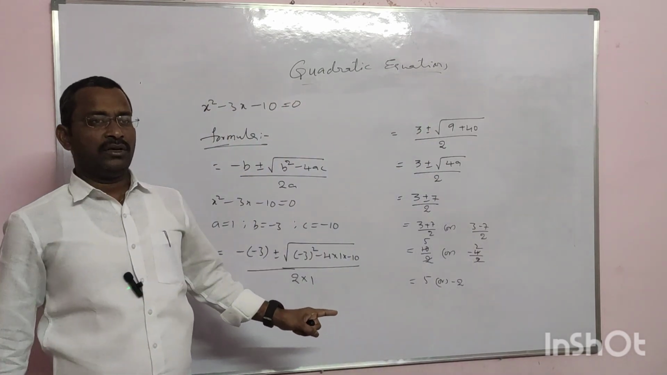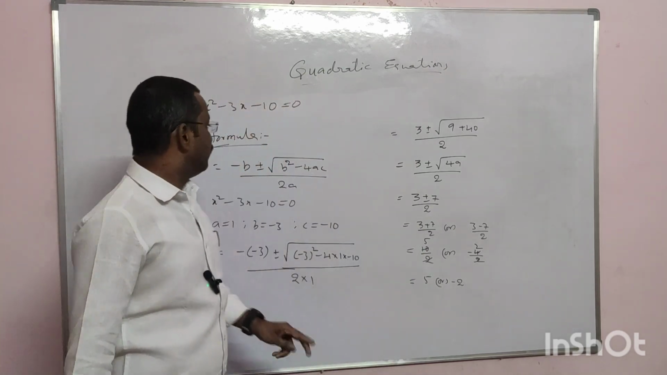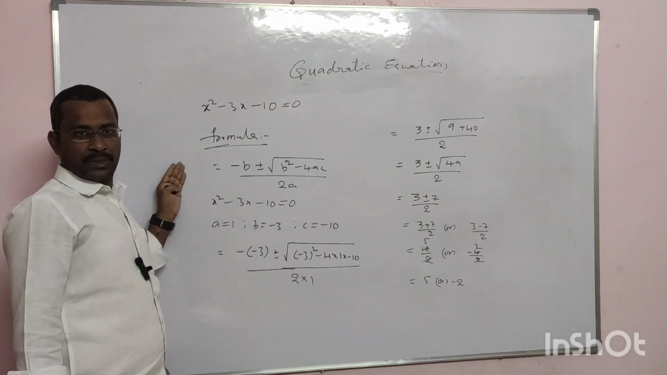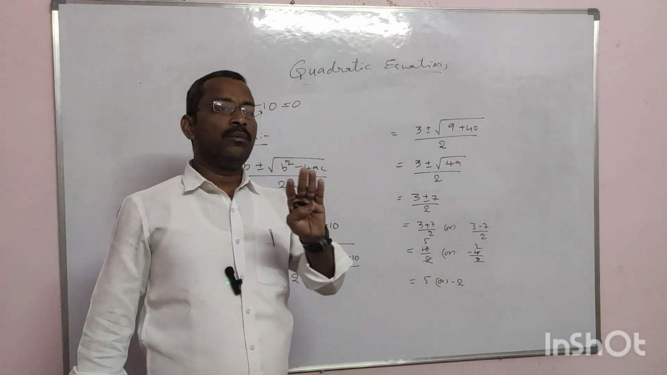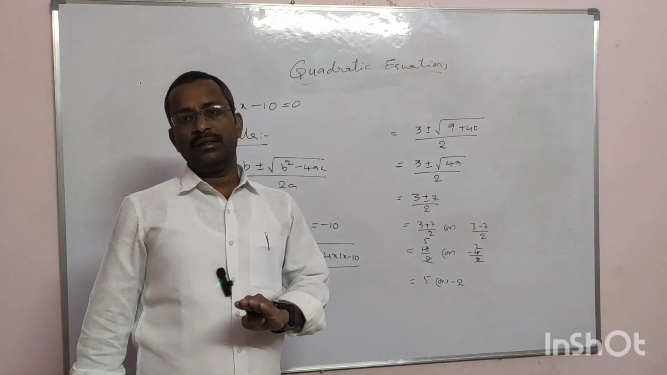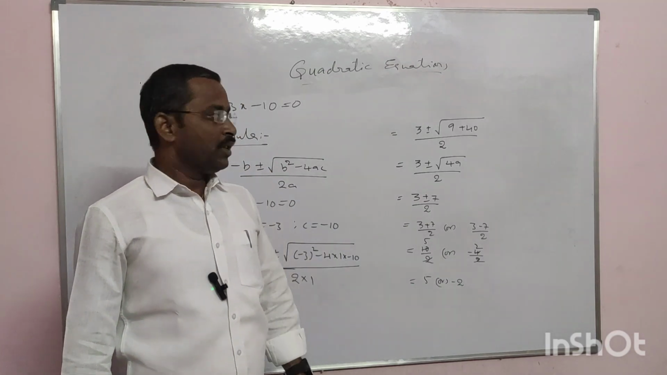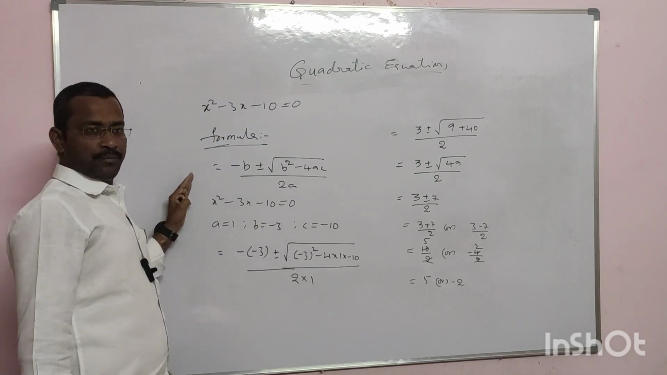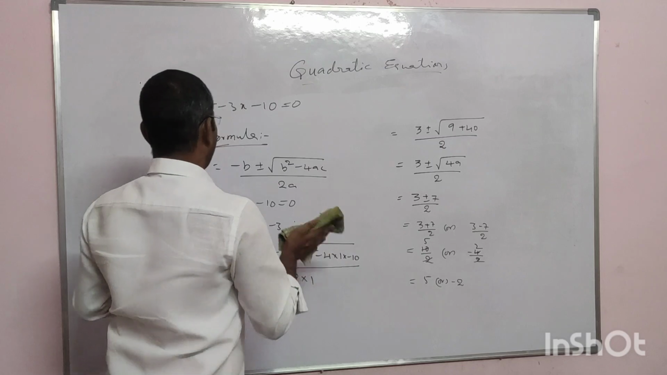In the previous question on this method also we got the same answer, 5 and minus 2. This is the formula method. Finding the roots, you can use any method unless he mentions the method. But once he mentions the method, you need to do it in that particular method, no other method is accepted. So this is how to do the formula method. And the same question we will be doing with the completing square method.